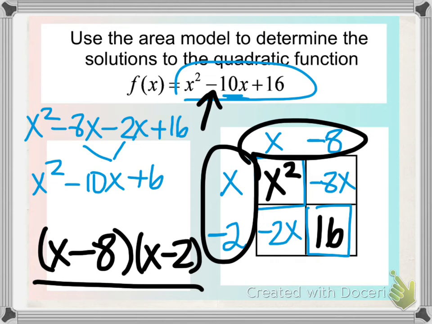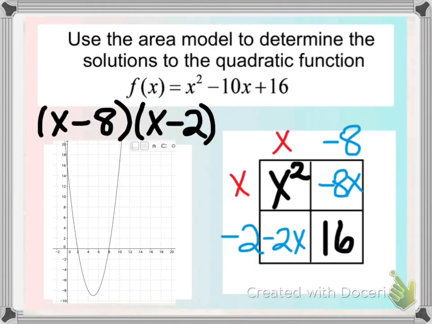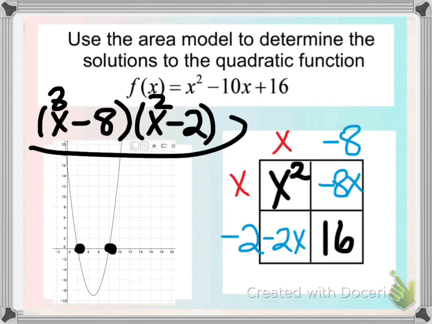And remember, you can check it by going to Desmos and graphing it. If you look at the graph, notice my x-intercepts are 2 and 8. So I know that I've gotten it right because 8 minus 8 is 0 and 2 minus 2 is 0. So this is my factored version.